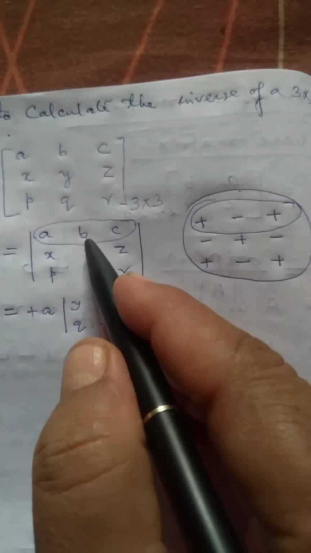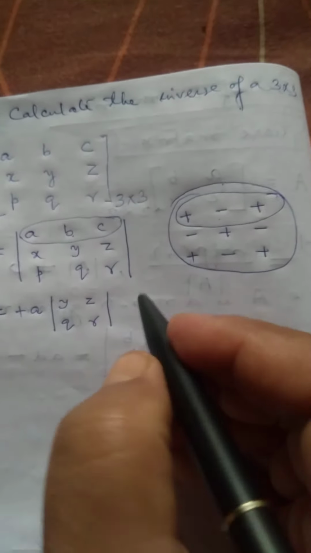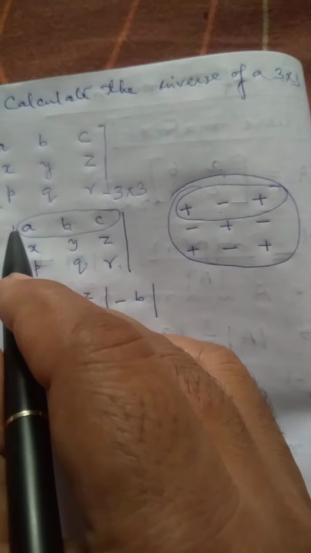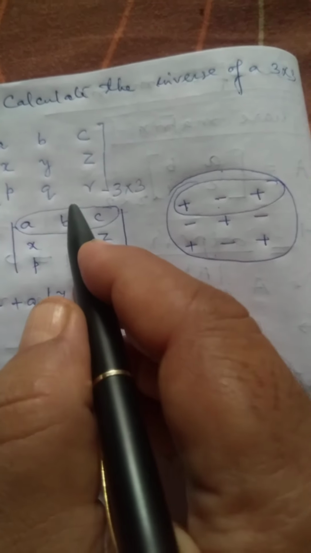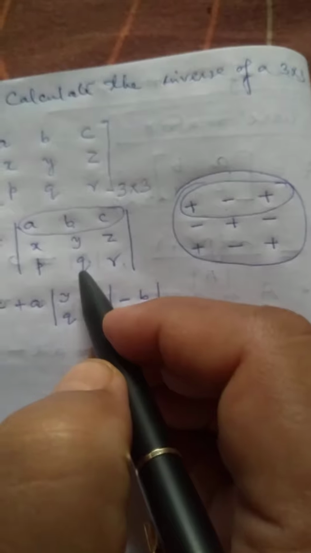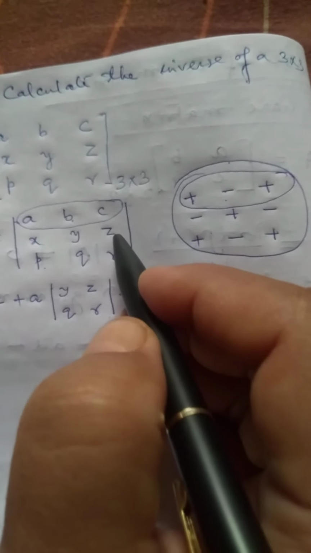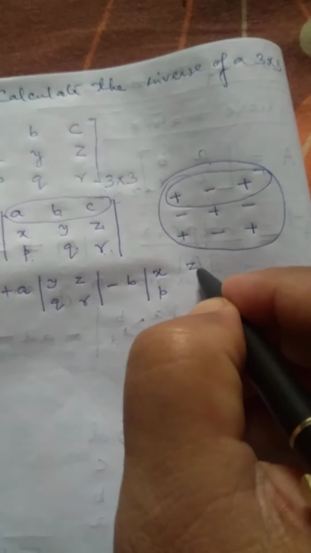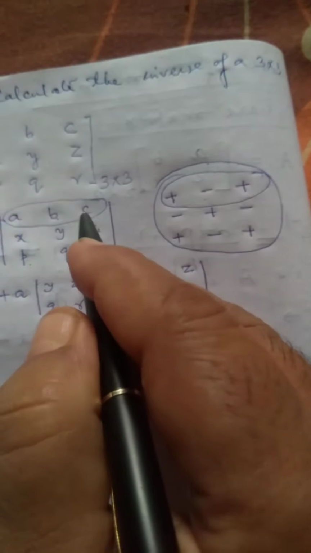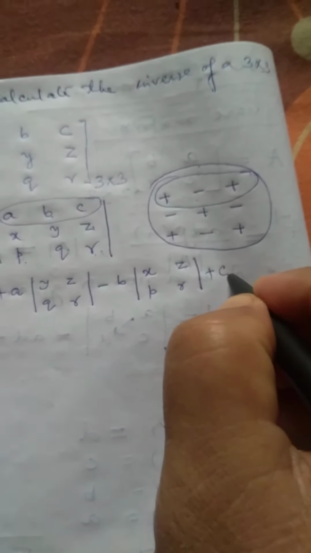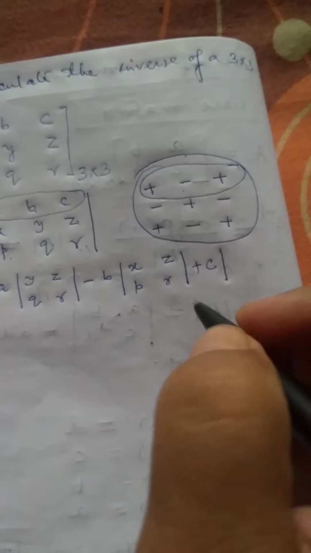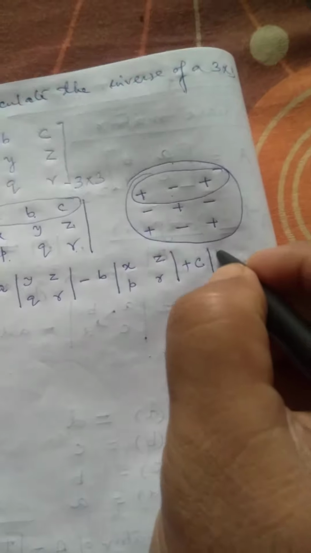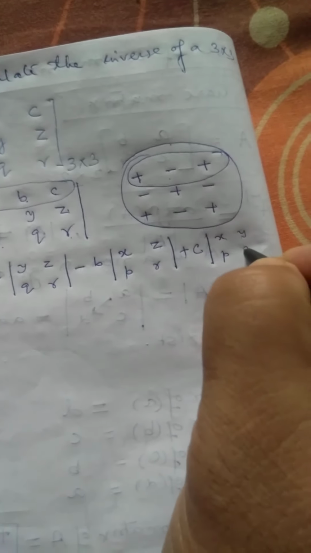Again, for writing B, we take minus sign. With minus B, we delete the row and column in which B lies, that is A, B, C and B, Y, Q. If we delete this row and column, we have a determinant of order 2 cross 2 as X, Z, P and R. Again, we write plus C, and we find the determinant of order 2 cross 2 in the same fashion, that is X, Y, P, Q.